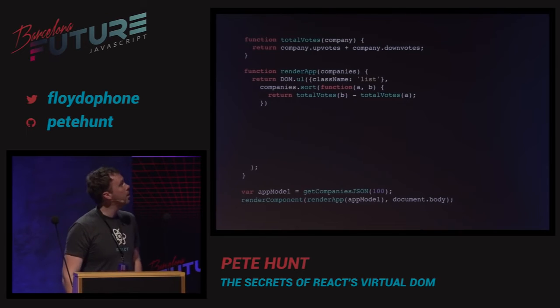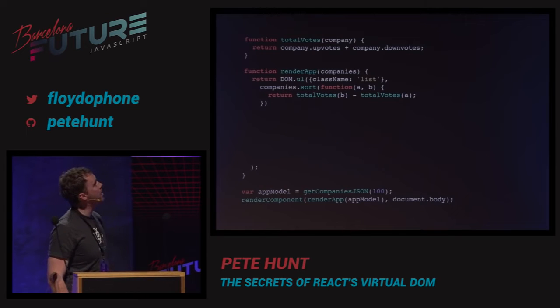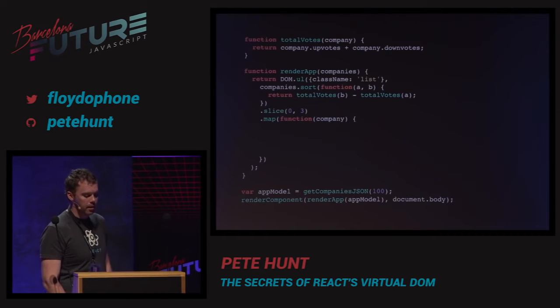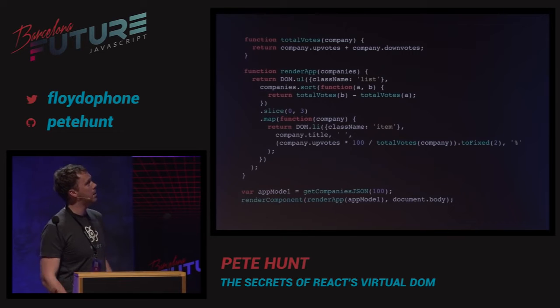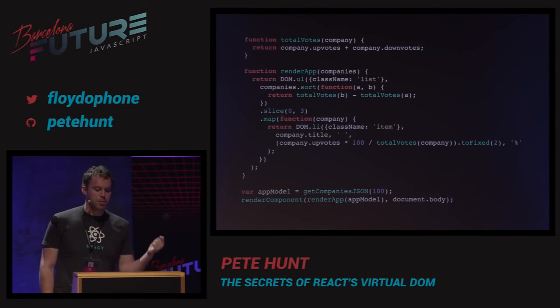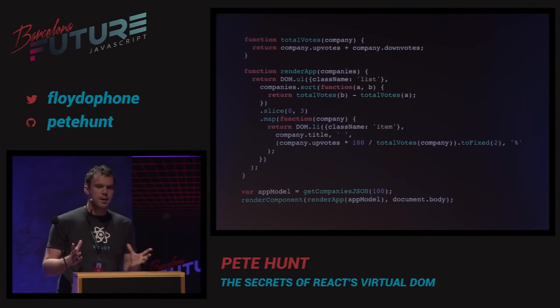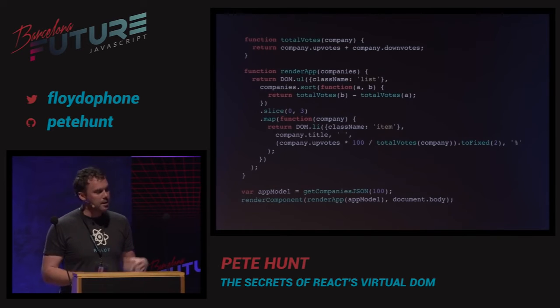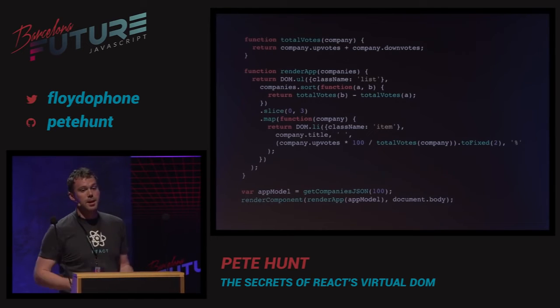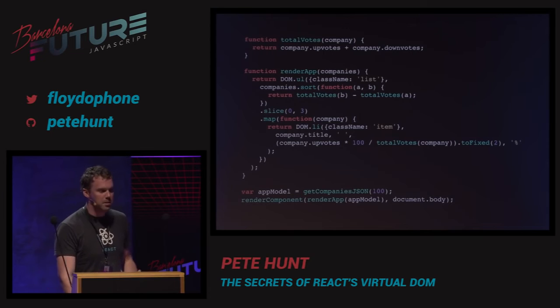So we'll create a DOM node, and we'll sort the companies by the total number of votes. We'll take the top 3, and then for each company, we'll render a list item with the title, and we'll embed a JavaScript expression in there that calculates the percentage. And the system will know how to keep that up to date magically, because this is a magical reactive JavaScript.